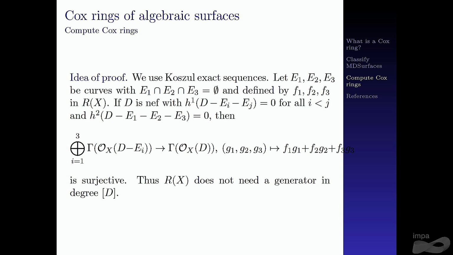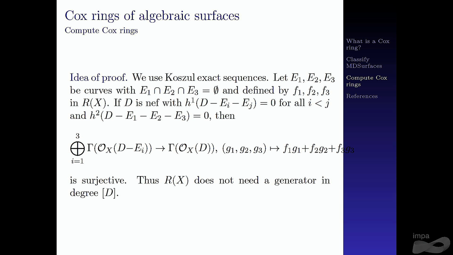Now, if you take an F divisor and you have those 2 types of cohomology vanishing, H1 and H2, then using this exact sequence, you get that this map here is surjective. Okay? So if you know that a map of this type is surjective, then the Cox ring does not need a generator in degree D, because all elements here can be written as polynomials involving elements in these other degrees, plus this F1, F2, F3.